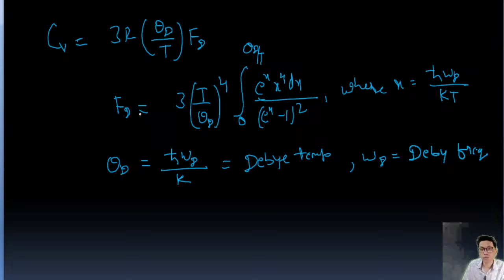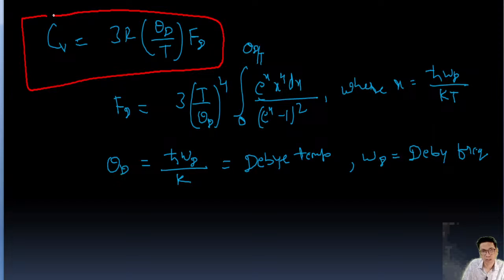Okay, so this is the important formula, guys, you need to note down: Cv equal to 3R theta D upon T into fD. fD is the Debye function, which I have already explained in my previous lecture. So now I will explain this value of Cv at different temperatures.